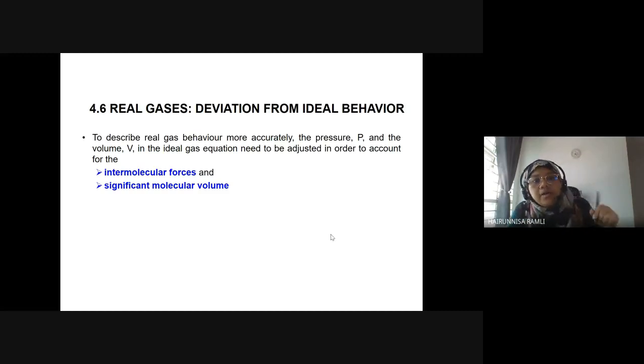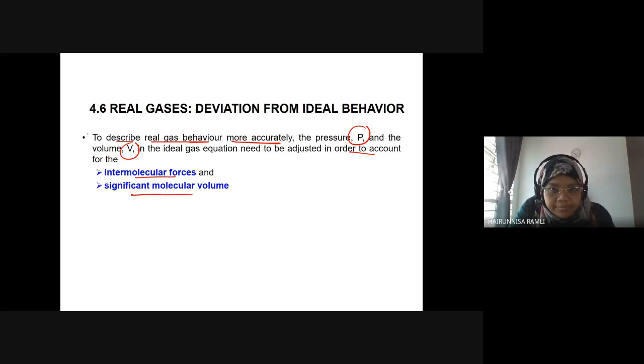Okay, so now for this slide, I will describe the real gas behavior more accurately, where we relate it with the pressure and also the volume. The ideal gas equation yang kita nak adjust tadi in order to account for the intermolecular forces and also the molecular volume. Dalam real gas ni ada dua benda yang you kena ingat yang sangat penting. First adalah condition dia. Second adalah dia nak adjust apa. So for the conditions pun ada dua.